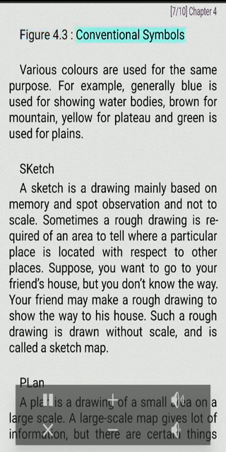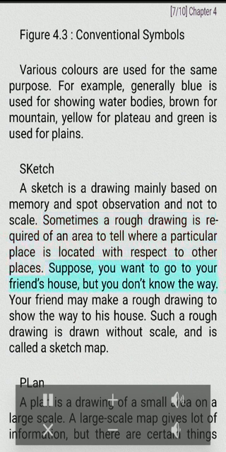Figure 4.3. Conventional symbols. Various colors are used for the same purpose. For example, generally blue is used for showing water bodies, brown for mountains, yellow for plateaus, and green is used for plains. Sketch. A sketch is a drawing mainly based on memory and spot observation and not to scale. Sometimes a rough drawing is required of an area to tell where a particular place is located.